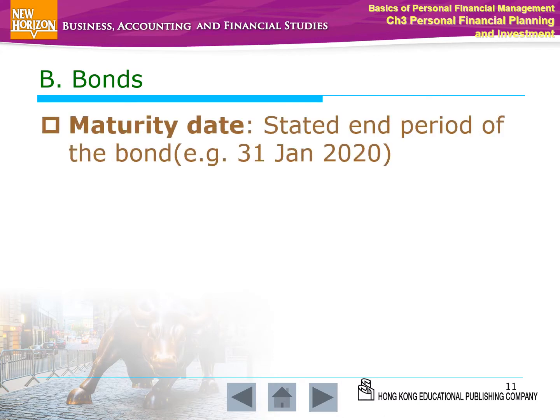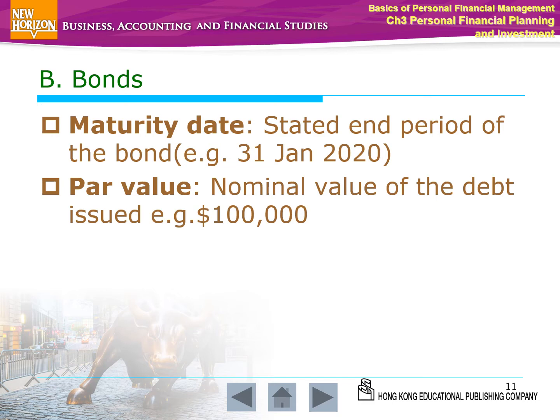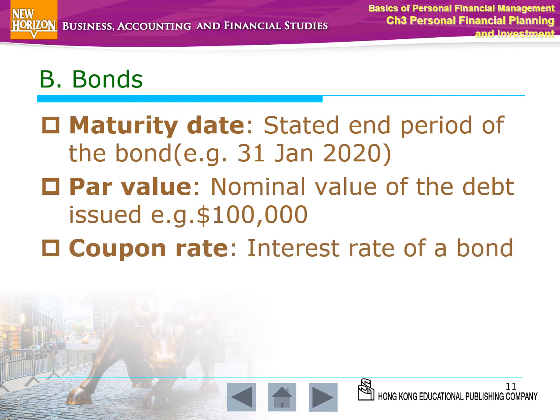Some terms on the bonds should be noted. The first one is maturity date. The maturity date is a stated end period of the bond, for example, 31st of January 2020. And a bond has a par value on it. A par value is the nominal value of the debt. For example, maybe a bond has a denotation of $100,000, and we have the coupon rate for the bonds. A coupon rate is the interest rate of a bond, say, for example, 10% per annum.